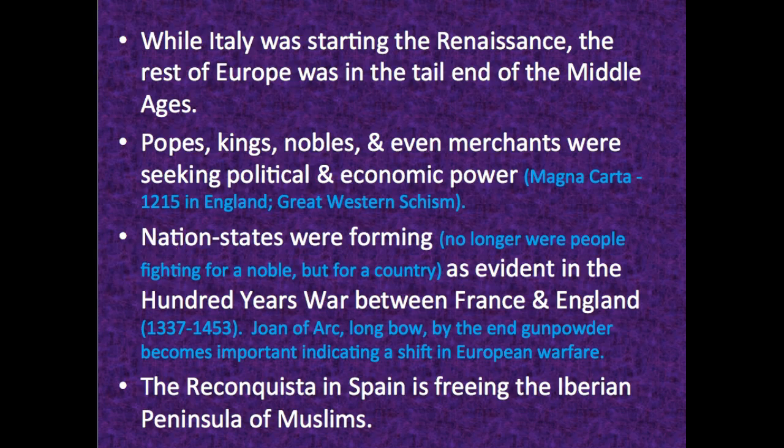You have nation states beginning to form, so no longer were people fighting for a noble but for a country. This is evident in the 100 Years' War between France and England. Joan of Arc, the longbow, and the invention of gunpowder, which spreads through the Silk Road and eventually conquers Europe, become an important indicating shift in European warfare at this time. And then you have the Reconquista in Spain, which we'll talk a lot more about, but the Reconquista begins to free the Iberian Peninsula of Muslims.